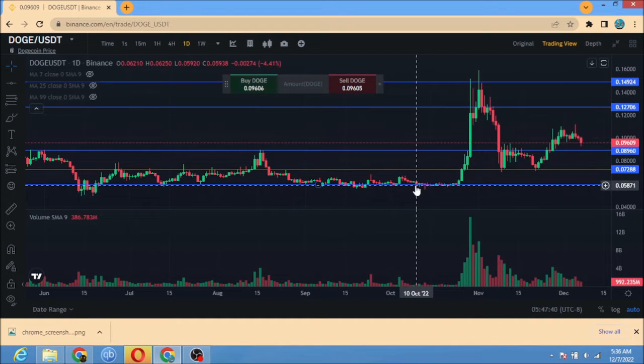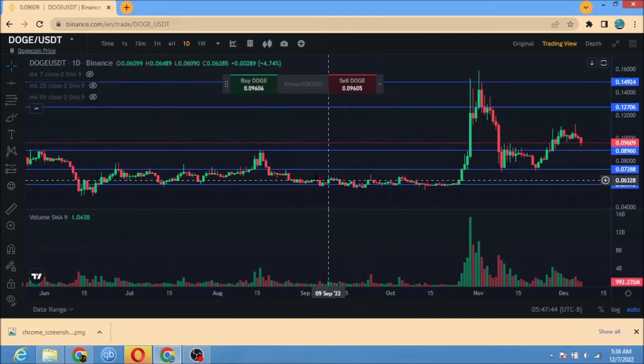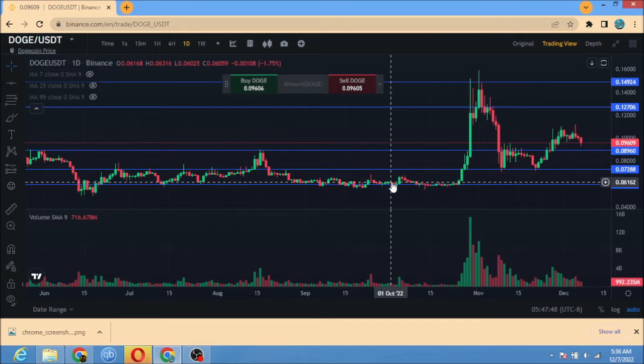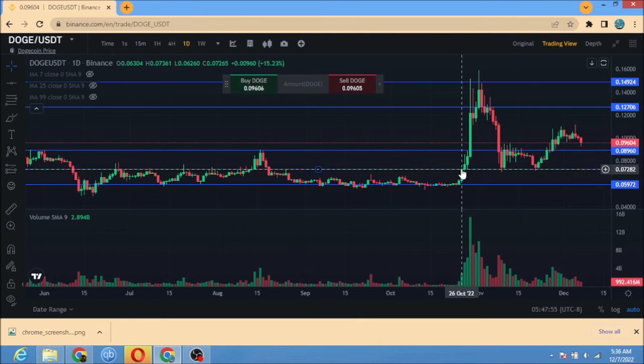So this one is a support right now, because it supported this chart from breaking down. Now it started to move upwards. Once it reached here, this one became a resistance, because it resisted the price from moving upwards. But once it broke it, then this one becomes a support and this one a resistance.